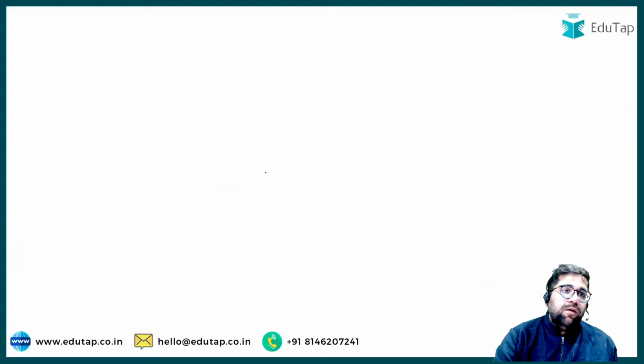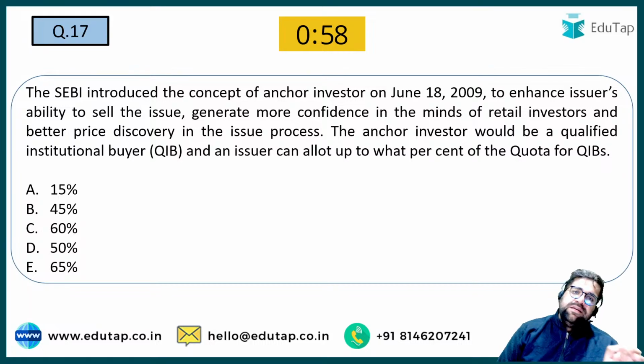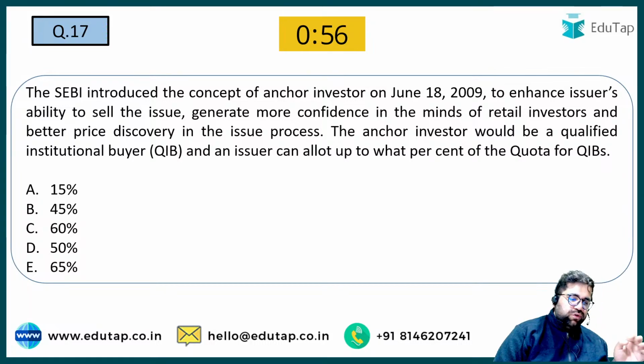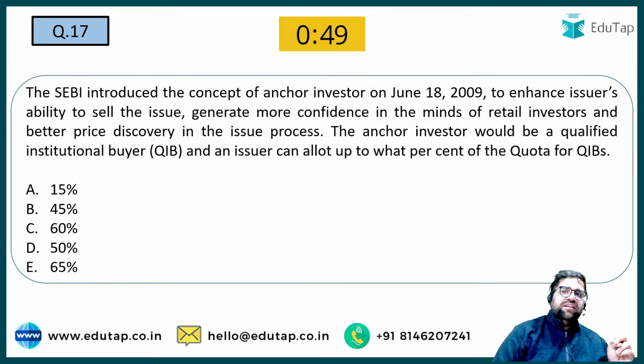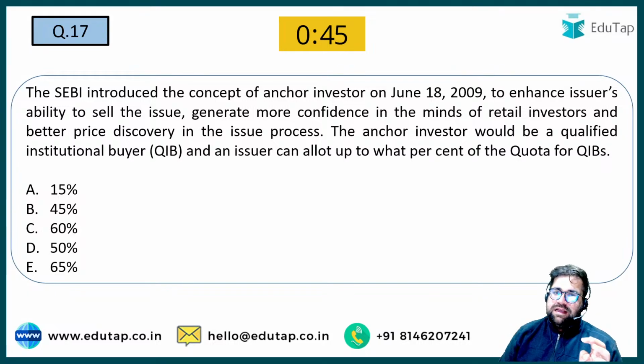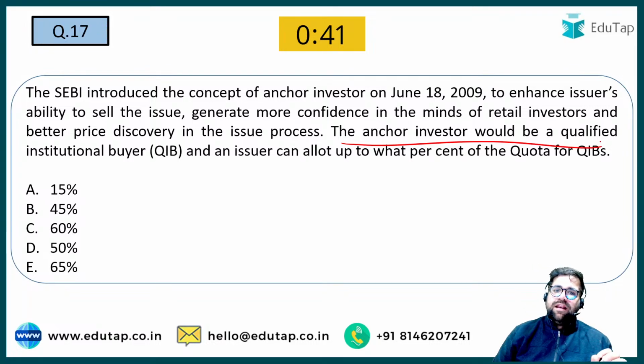Okay. Moving forward to 17. SEBI introduced the concept of anchor investor on 18 June 2009 to enhance the issuer's ability to sell the issue, generate more confidence in the minds of retail investors, and achieve better price discovery in the issue process. The anchor investor will be qualified as a QIB, and then the issuer can allot up to what percent of the QIB quota?